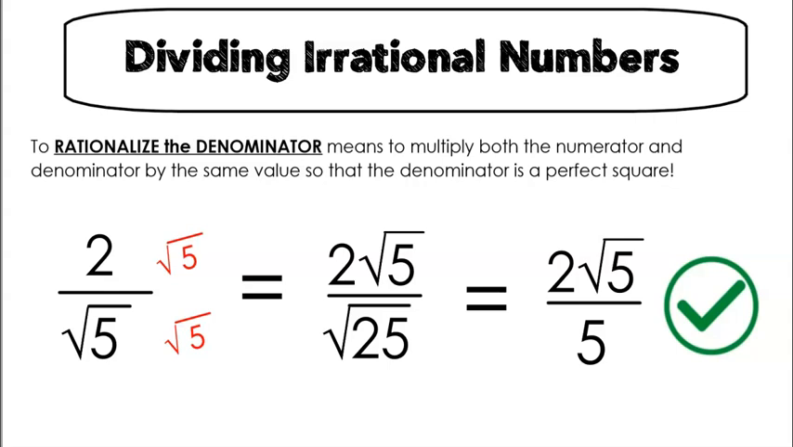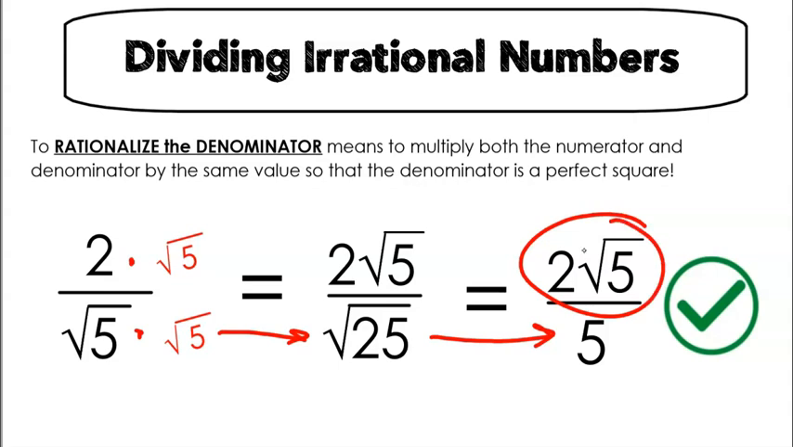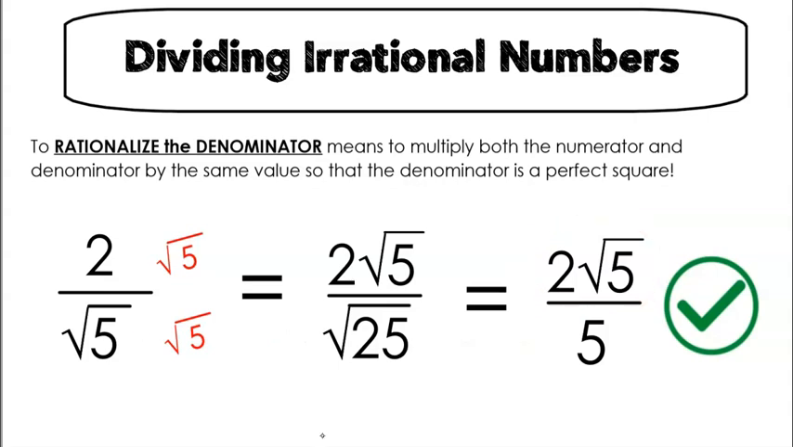Here's the work. If I rename the fraction by multiplying both the numerator and denominator by the square root of 5, then my denominator will become a perfect square. And when square rooted, the denominator will no longer be irrational. Unfortunately, it makes the numerator irrational, but that is allowed. So in order to rationalize the denominator, you simply multiply the numerator and denominator by the same value as whatever the denominator is to make it a perfect square.